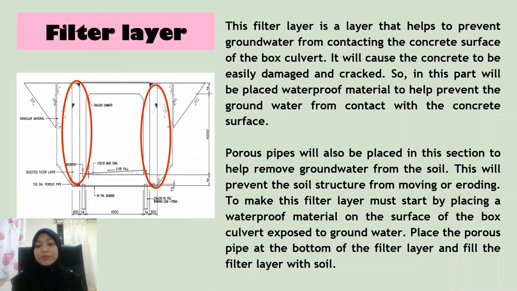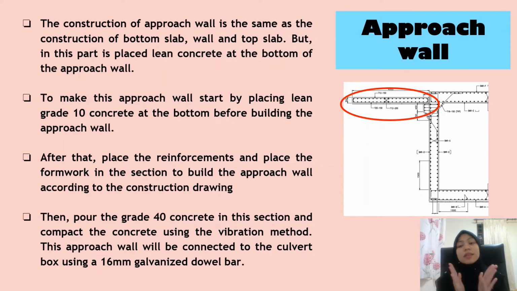To make this filter layer, start by placing a waterproof material on the surface of the box culvert exposed to groundwater. Place the porous pipe at the bottom of the filter layer and fill the filter layer with the soil. The next step is the approach wall. The construction of the approach wall is the same as the construction of the bottom slab, wall and top slab.